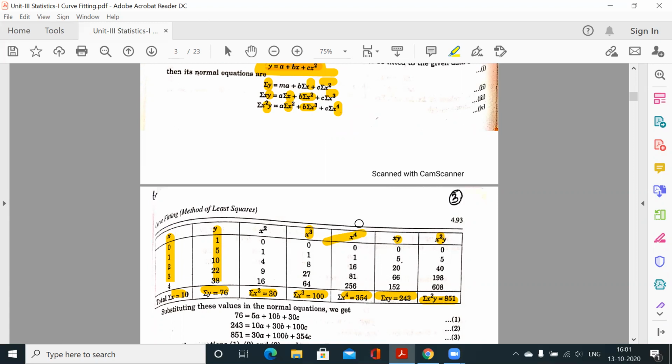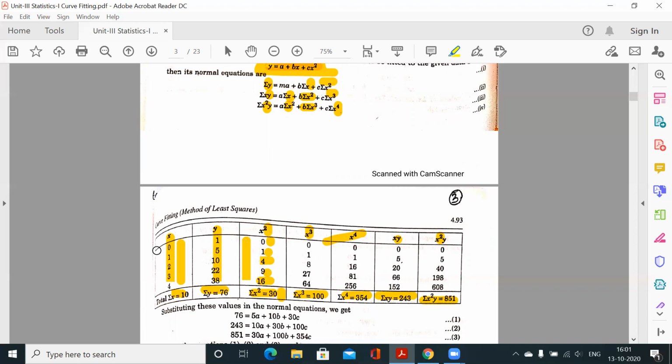It is as per your convenience. Because we need to calculate summation x square, so x square. What is x square? 0 square, 1 square, 2 square, 3 square, 4 square, because these are the x values. So squaring these values, we will get this. Adding all these values, we will get summation x square.